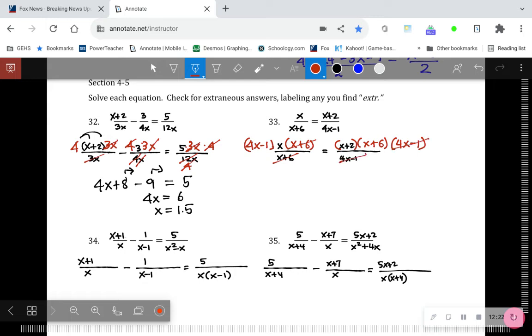And now that cancels. So we're down to, if you distribute on the left, you get 4x squared minus x. And the right side, if you distribute it or FOIL it out, you get x squared plus 8x plus 12. And if I take these over to the other side, actually I'm going to go the other way. I'm going to bring everything over to the left.